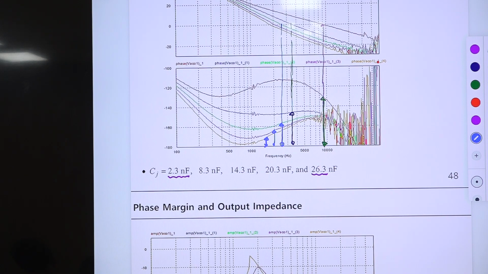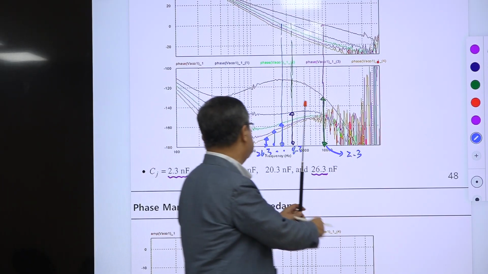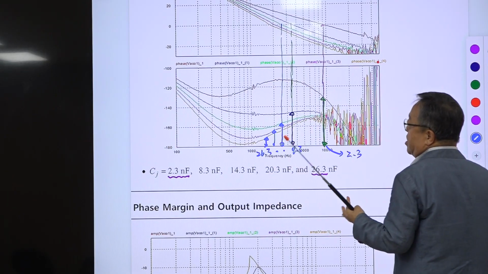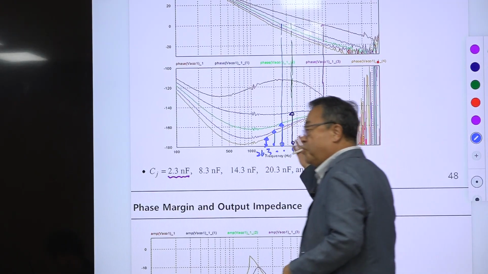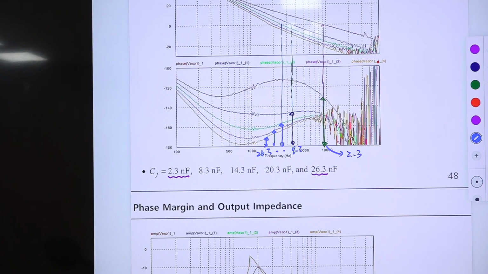This is 2.3. This is 26.3. This is 8.3. Something like this. So this is the original design, and this is where CJ is increased. I don't know why, but it shows something very significant. Then loop gain crossover frequency is declining, and the phase margin is vanishing.